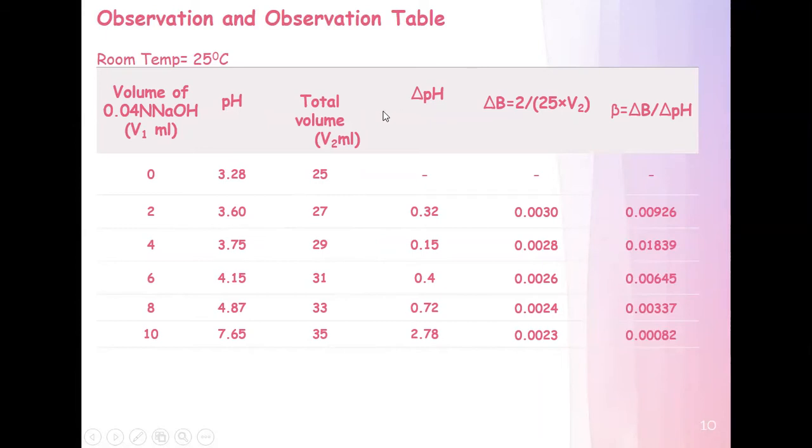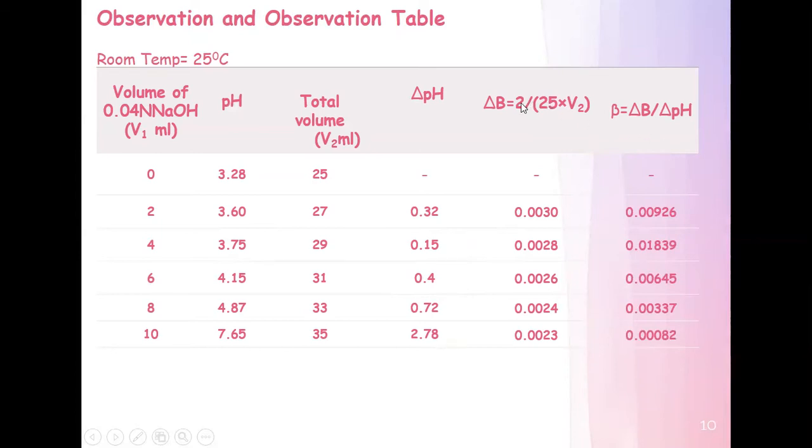Then the delta pH value is the difference between two consecutive pH readings. The difference between these two pH values is 0.30. Then between 3.75 and 3.60, it is 0.10. Likewise, you have to calculate this delta pH value.